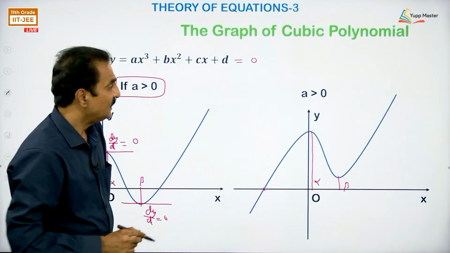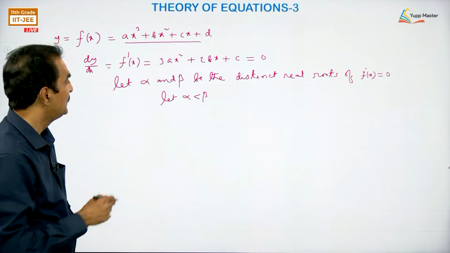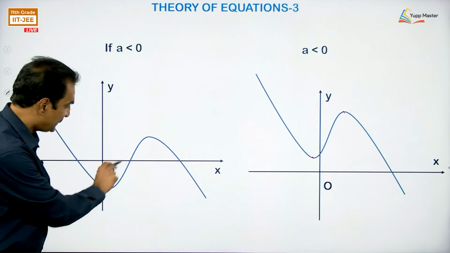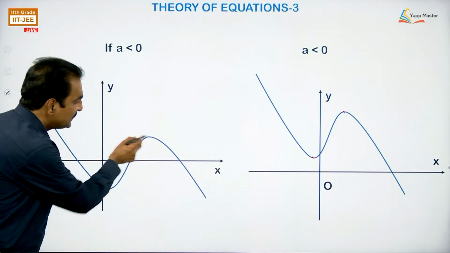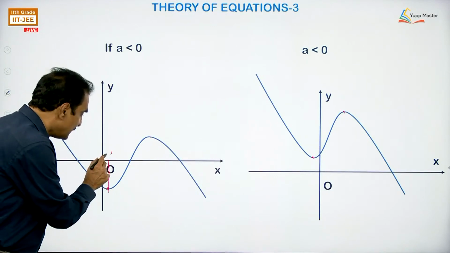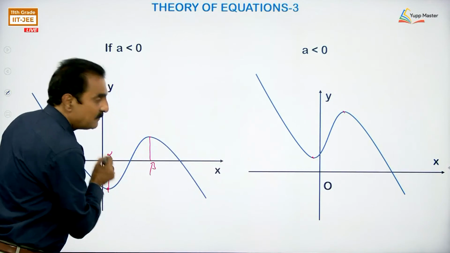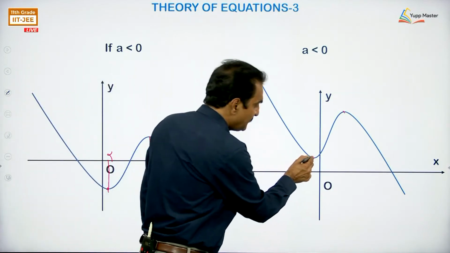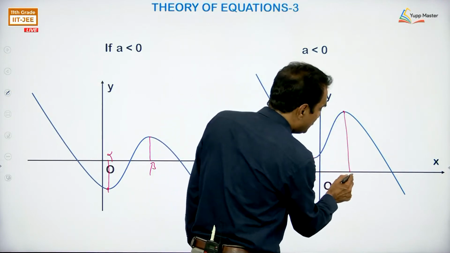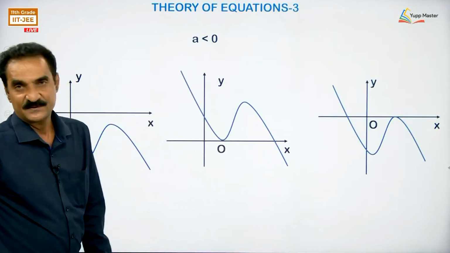Okay, and in case a is negative, then what will be the shape? Like this. First it attains minimum value, then maximum value. Then at the smaller root alpha, it attains minimum value. At the larger root beta, it attains maximum value. Here also, first it attains minimum at alpha and maximum at beta. Okay. In all these cases.